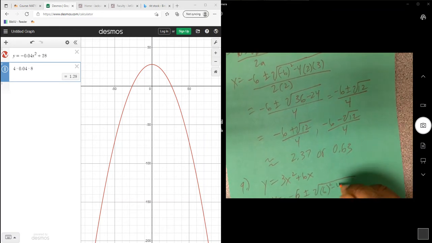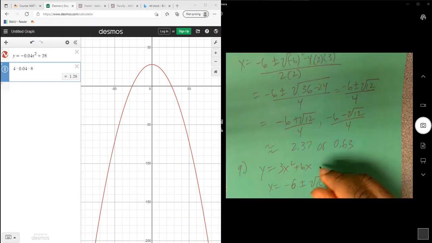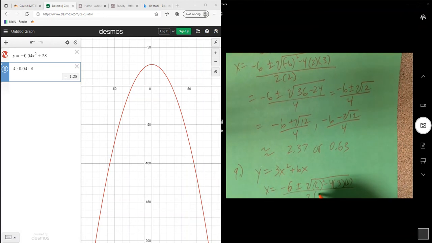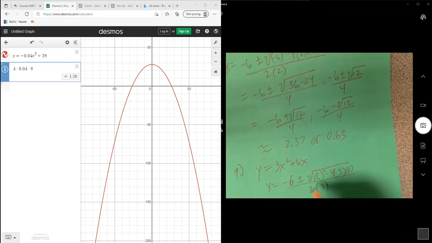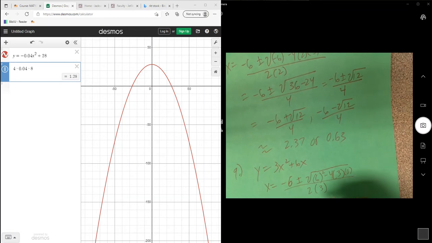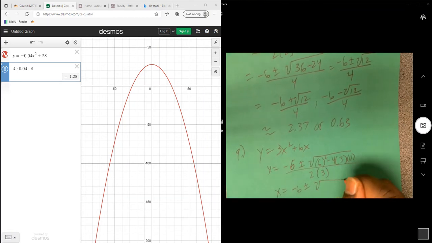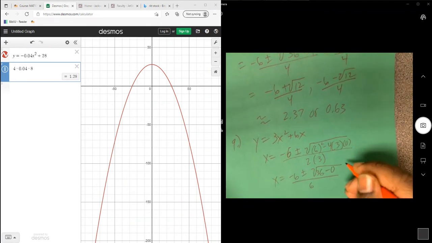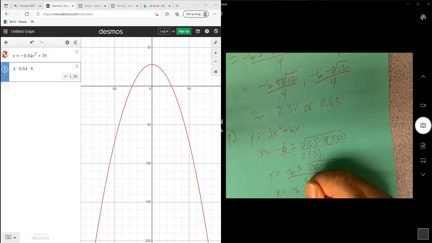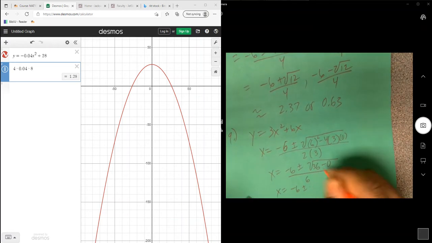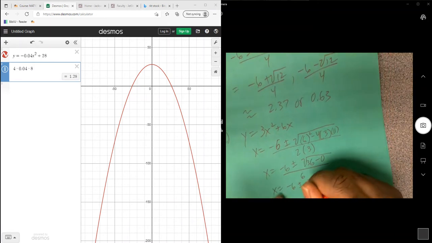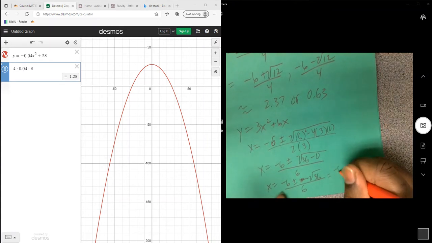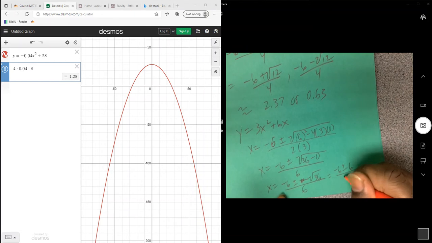squared minus 4 times a is 3, and we don't have a c, so c is 0. And this would be all over 2 times 3. So x is equal to -6 plus or minus the square root of 36 minus 0 all over 6. So x would be -6 plus or minus the square root of 36. The square root of 36 we know is 6. So this would be -6 plus or minus 6 all over 6.